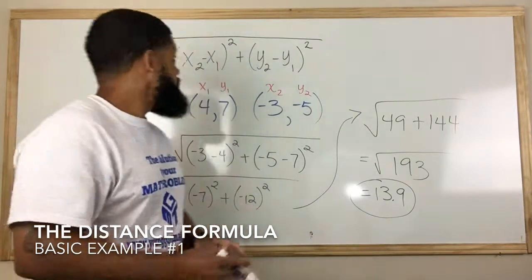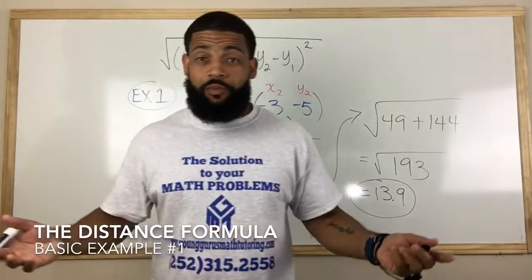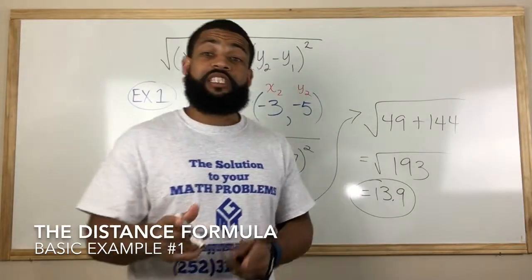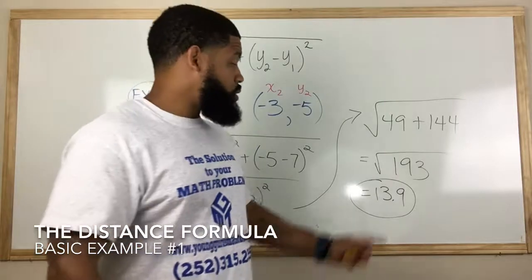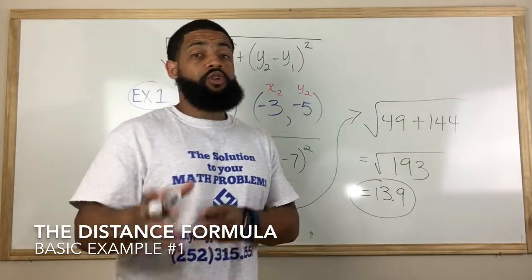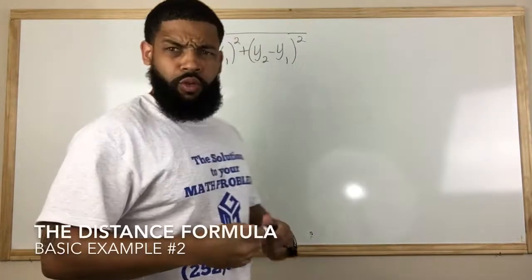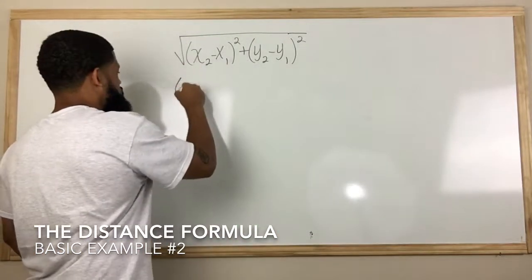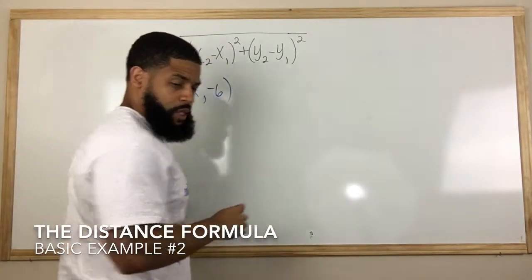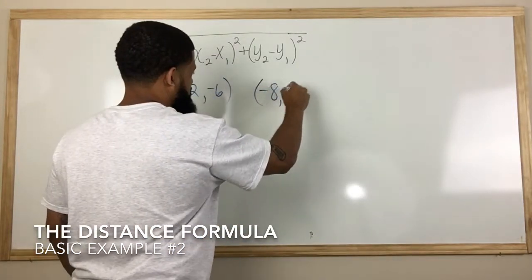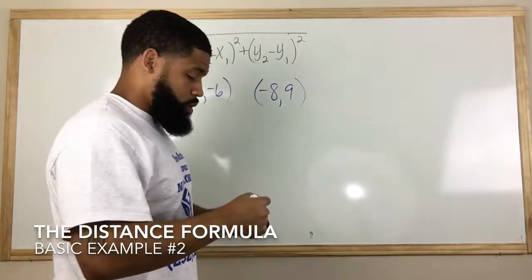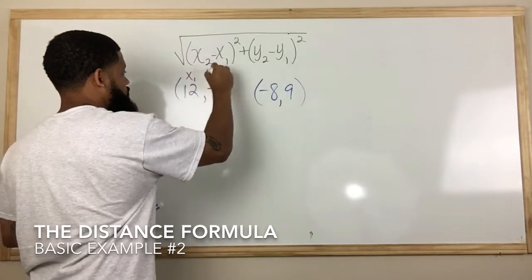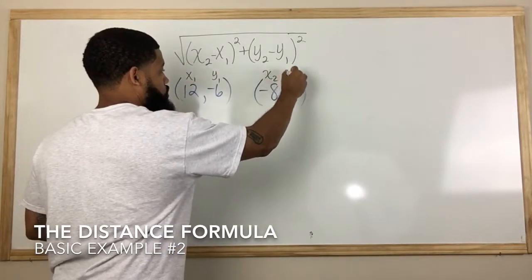All right, so once again, the distance formula is just asking us the distance between two ordered pairs or 2 points on the coordinate plane. And that's all you're doing. Remember, distance is always going to be non-negative. So if you're ever solving this and you get a negative number, you have done something incorrect. All right, so we need two ordered pairs. Our ordered pairs are going to be (12, -6) and then (-8, 9).